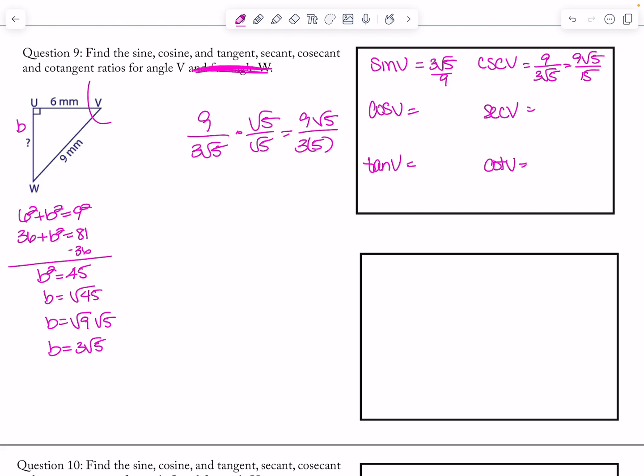And then cosine is 6 over 9, which is going to be 2 over 3. So then secant is 3 halves. And then tangent of v is going to be 3 root 5 over 6, which is root 5 over 2. So then cotangent will be 2 over root 5, which is 2 root 5 over 5.